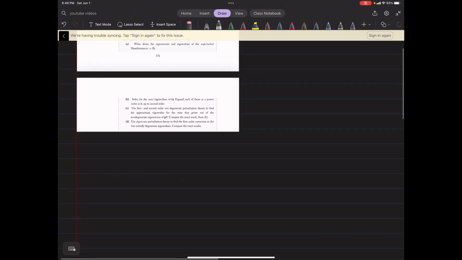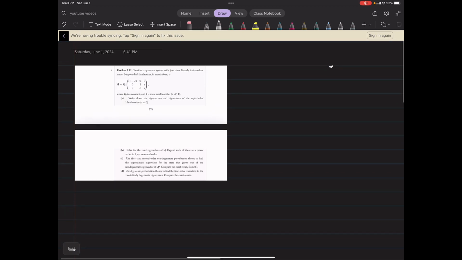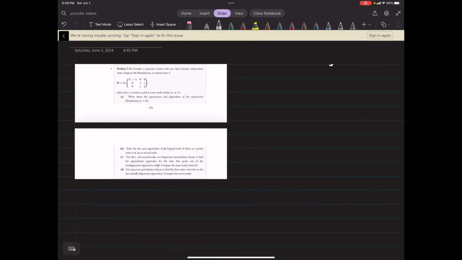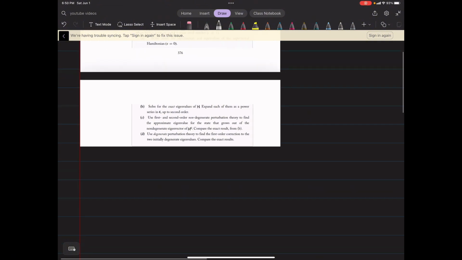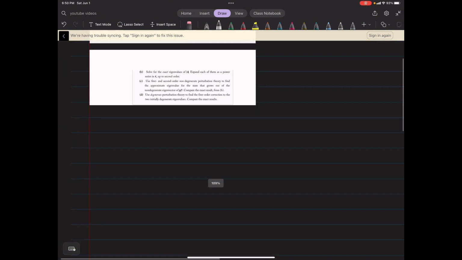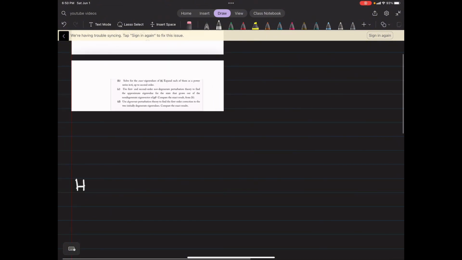Okay. So we have our Hamiltonian, and part A tells us to write down the eigenvalues and the eigenvectors of the unperturbed Hamiltonian, which is when epsilon is 0. So our Hamiltonian is the following. I'm just going to copy it down.